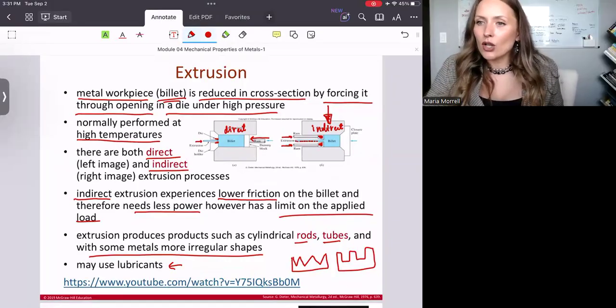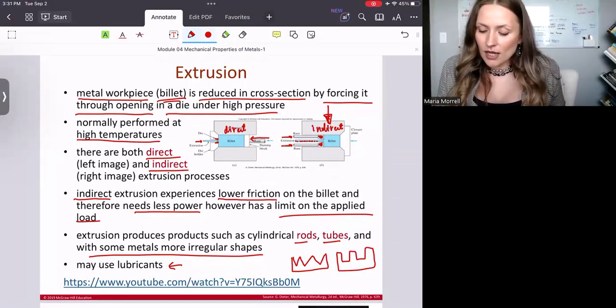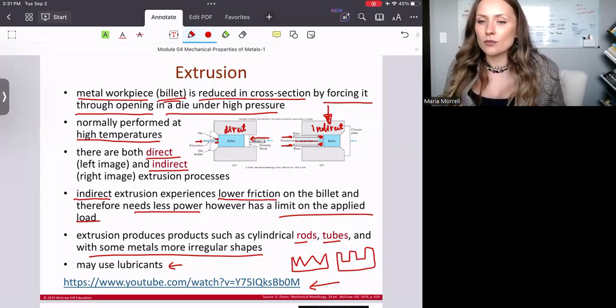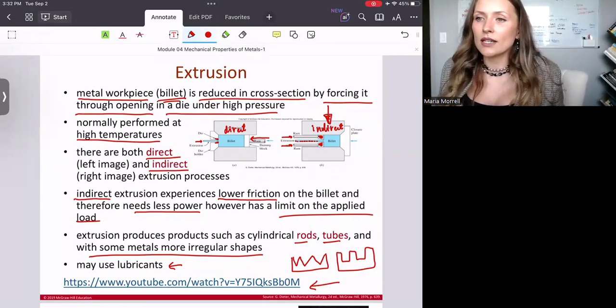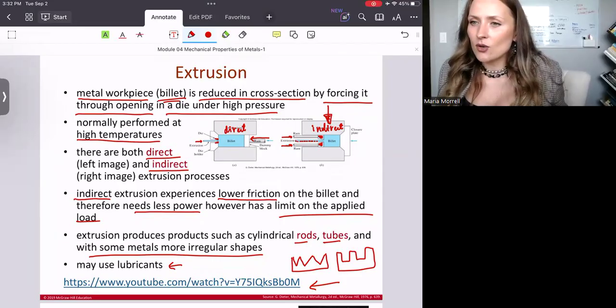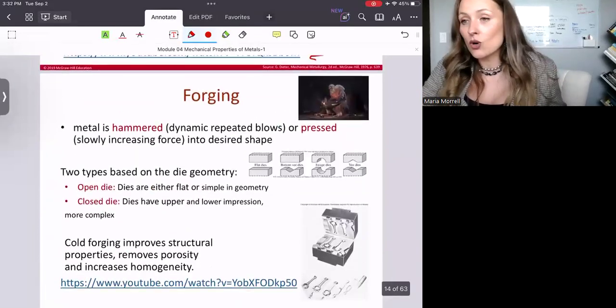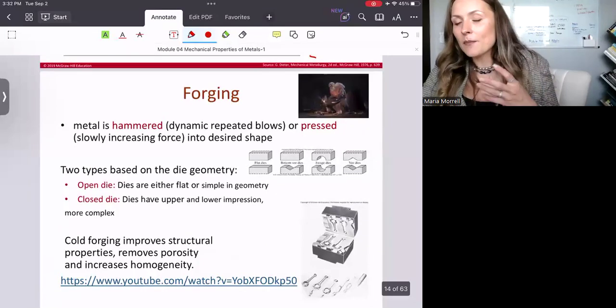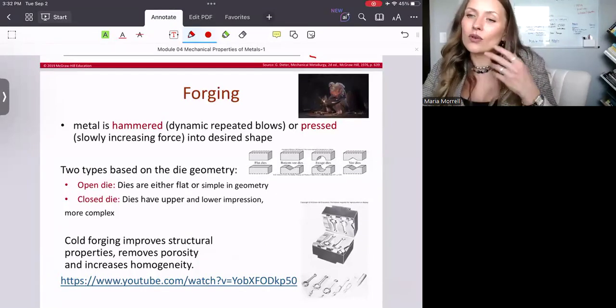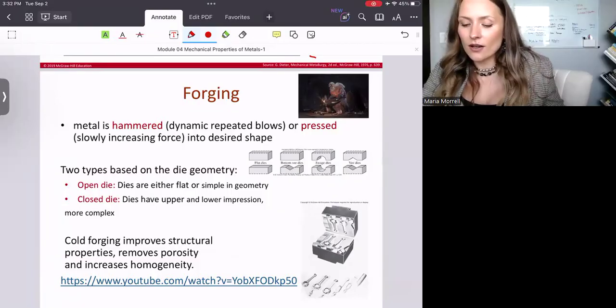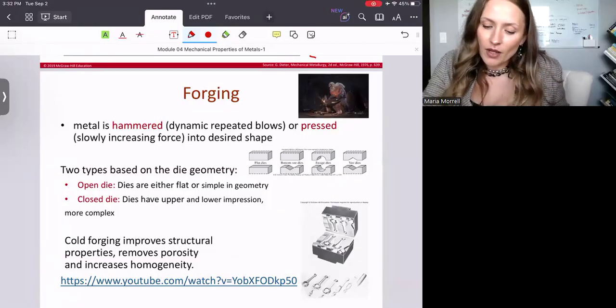If you wish to look at the real-time process, I'm sharing this video with you from YouTube. Just follow the link. I think they are showing quite intricate metals, but it will make sense what extrusion is. But in short, it is forcing the metal through the die, right? And a die has a very specific shape.